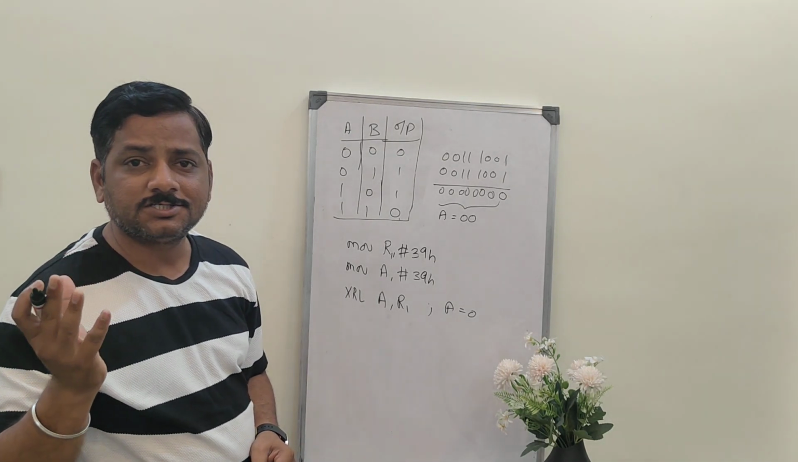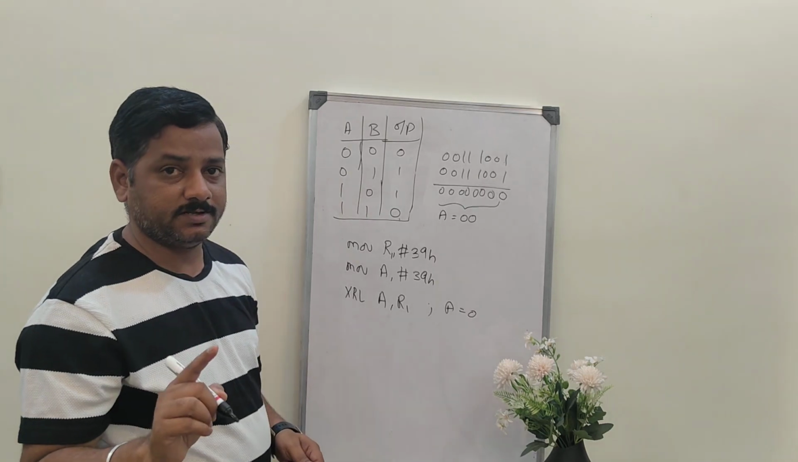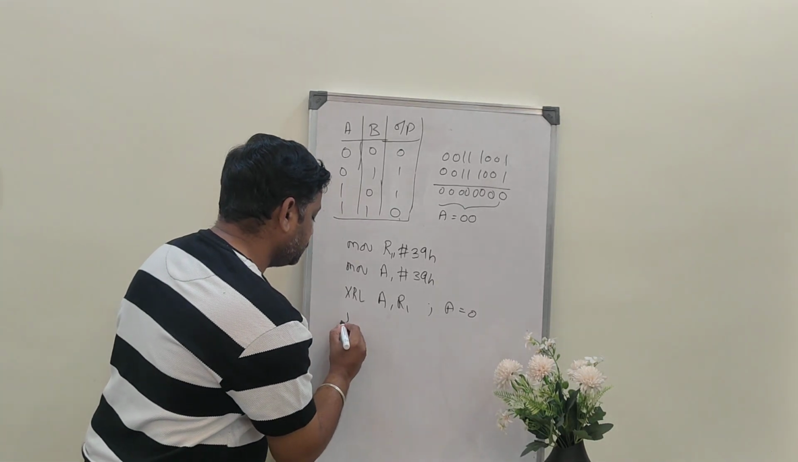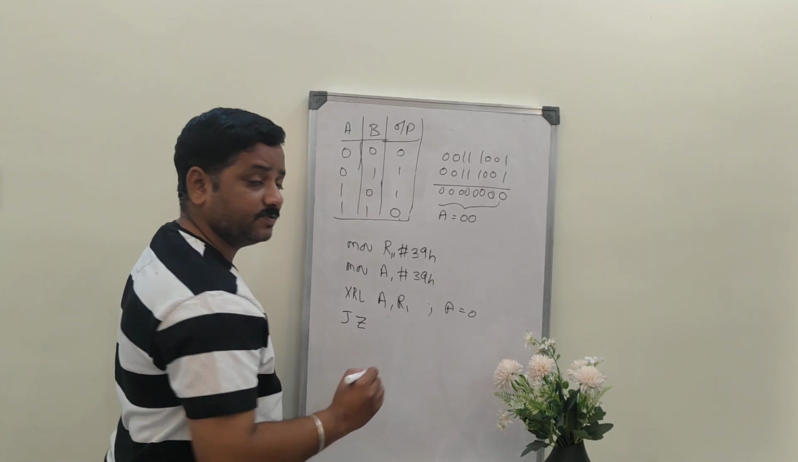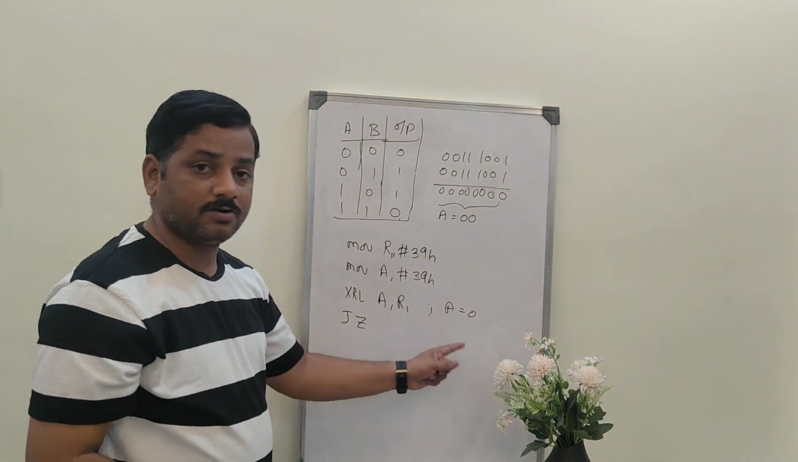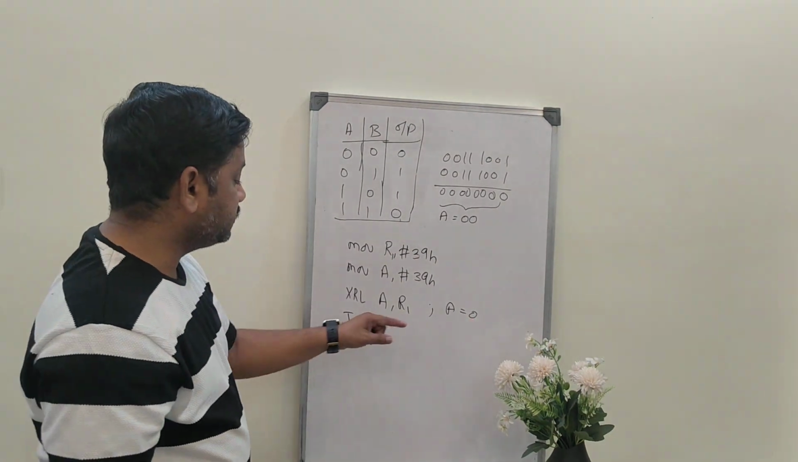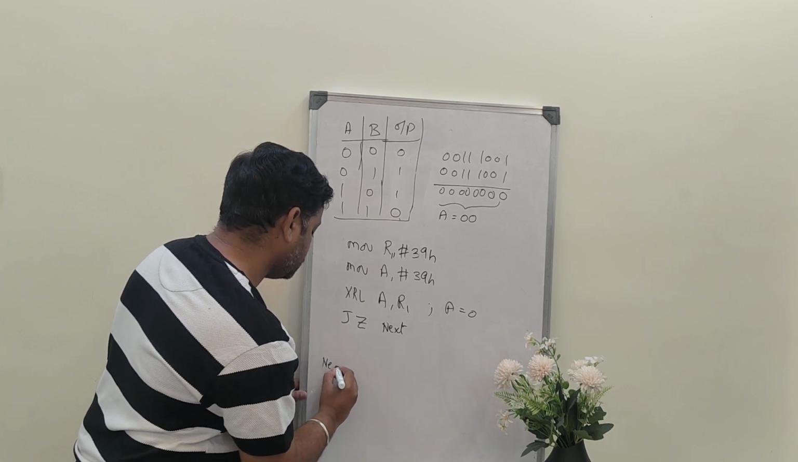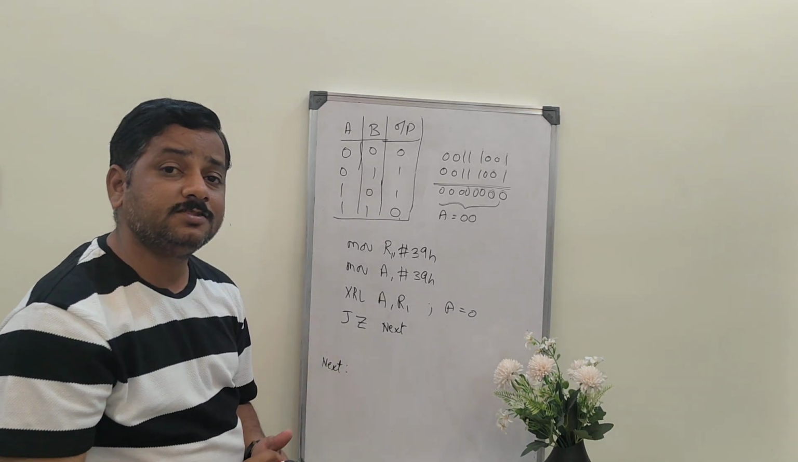Now we have a special instruction for that. JZ. Jump if 0 or jump if not 0. You can use that. So I'll check for jump if 0. When I write JZ, it will check accumulator and whether it is 0 or not. Now it is 0. So if it is 0, let me jump next. So I write it here next. So what has to be done if it is 0?